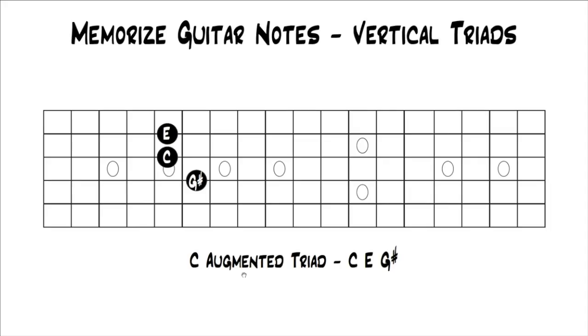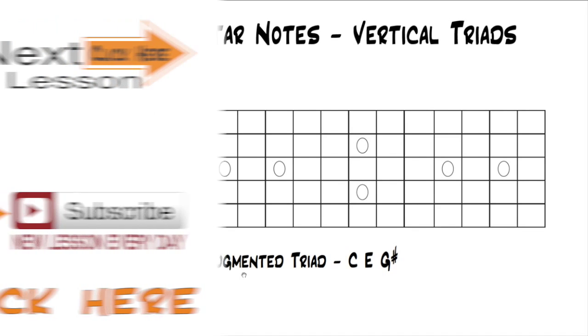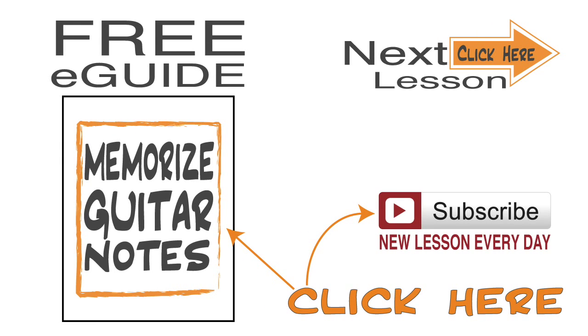And of course, once you've done it in C, you can do it in other keys. So move it to any other random key. So start with a G major triad or whatever and do the exact same thing. Then do it with G minor, G diminished, G augmented, and then eventually you've really covered all your neck by doing it with different keys. So that's how you can memorize notes using vertical triads.